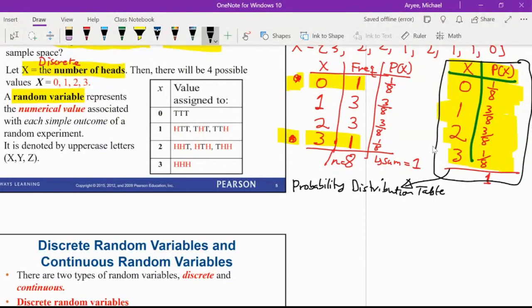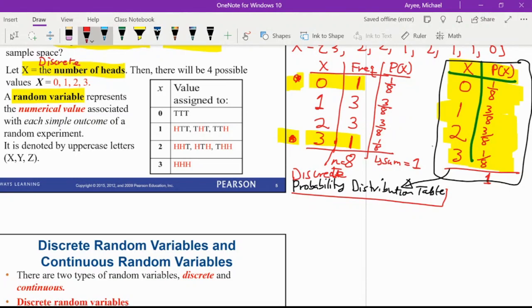Now, specifically, this is a discrete probability distribution. Why? Because this random variable came out of counting something. We were counting how many heads. So this is a discrete probability distribution.